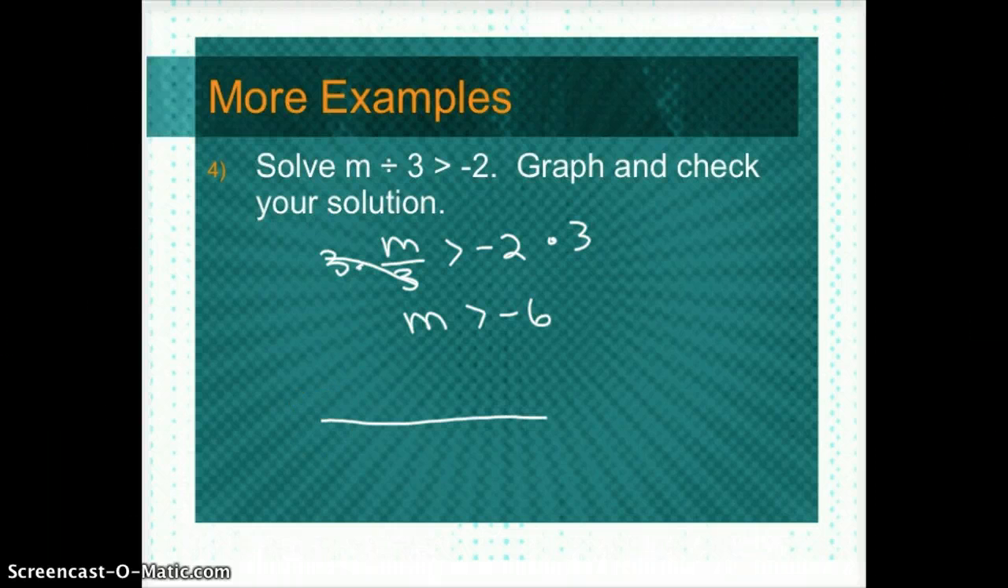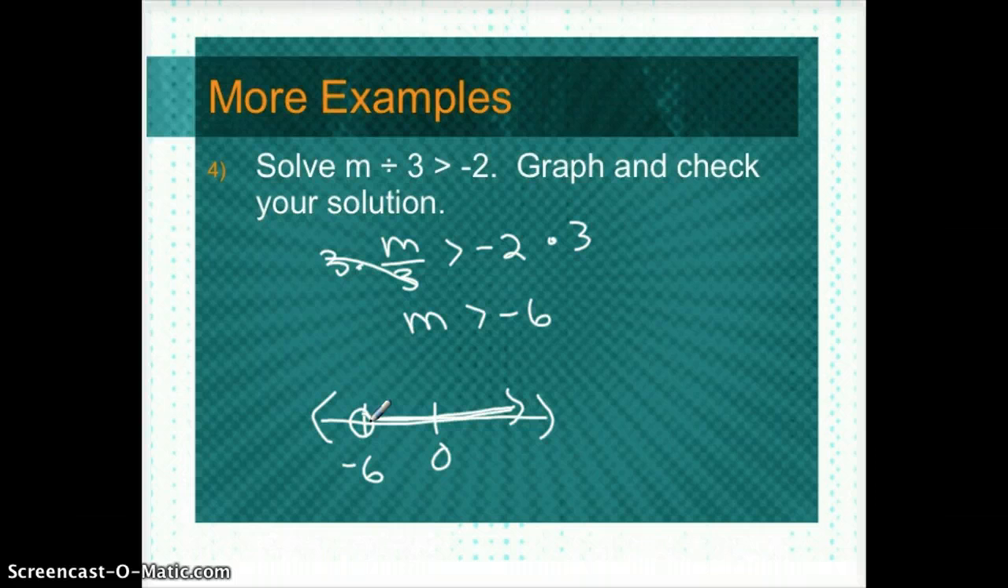So I'm going to check it on my number line. I've got 0, I've got -6, greater than, I'm going to go to the right over here and shade. And -6 itself is not greater than -6, so I'm going to give it an open circle on -6.